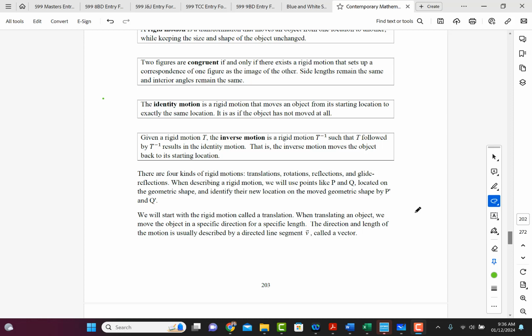When translating an object, we move the object in a specific direction for a specific length. The direction and length of the motion is usually described by a directed line segment, like a vector, which we will call a vector. So again, translation, think of algebra when we do a translation of a graph, right? Same idea.